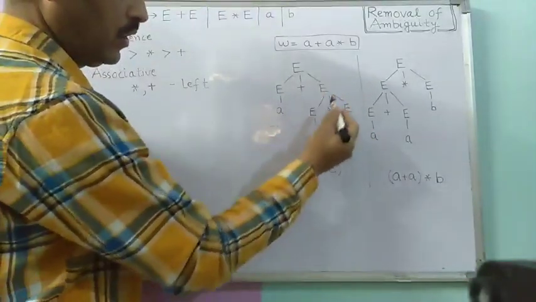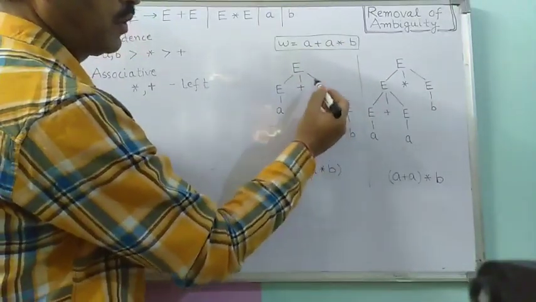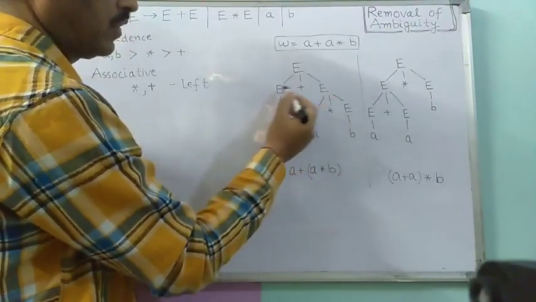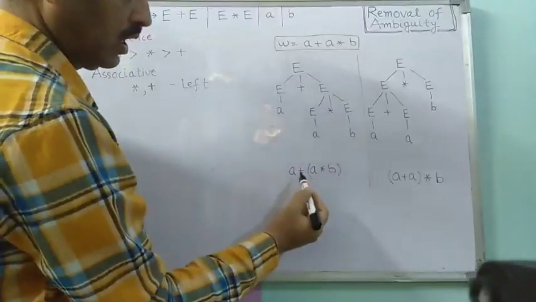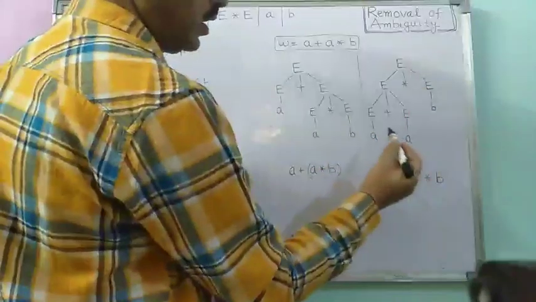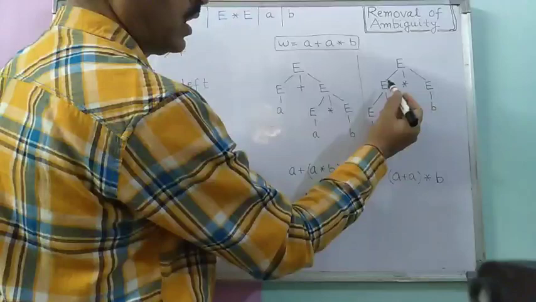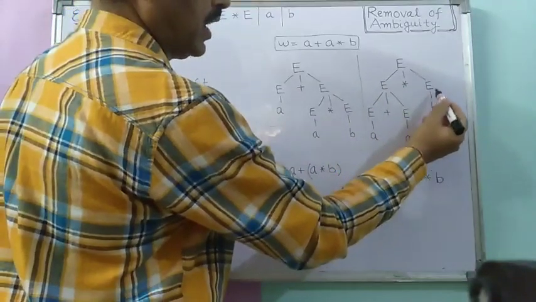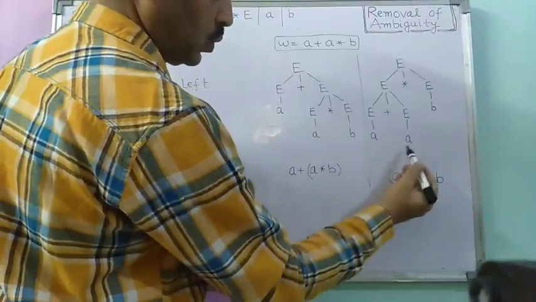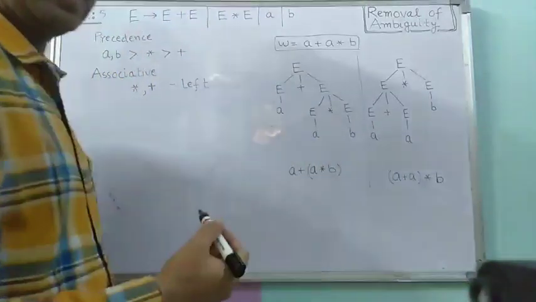If we look at the meaning of this expression, which operation will be performed first? Here the asterisk will be performed first, because the result of the asterisk operation will come here and then it will be added here. So A plus A asterisk B basically represents this expression. Now here, this plus operation will be performed first. First these two A will be added, and the result will be multiplied by B. So both trees represent different expressions.